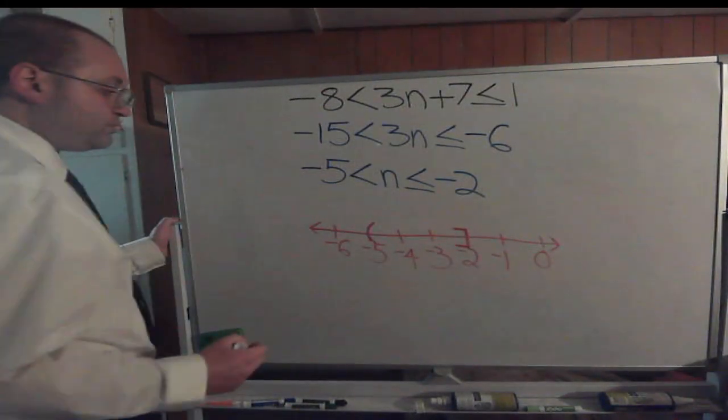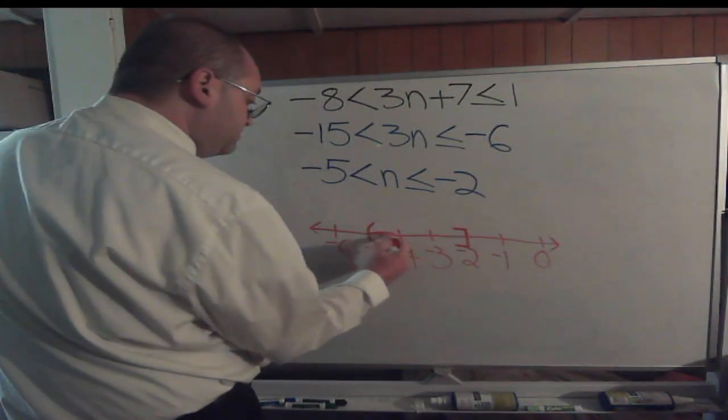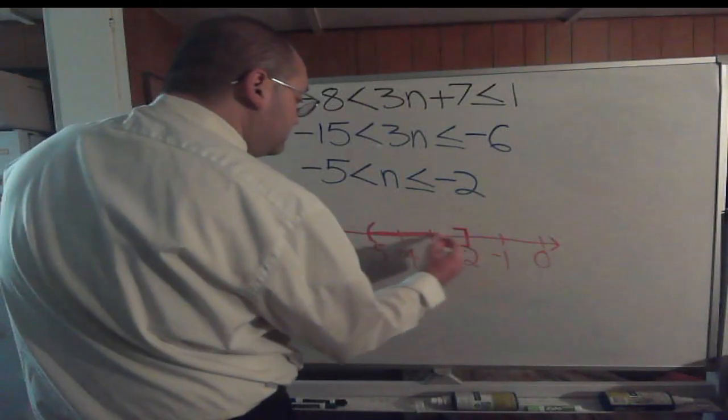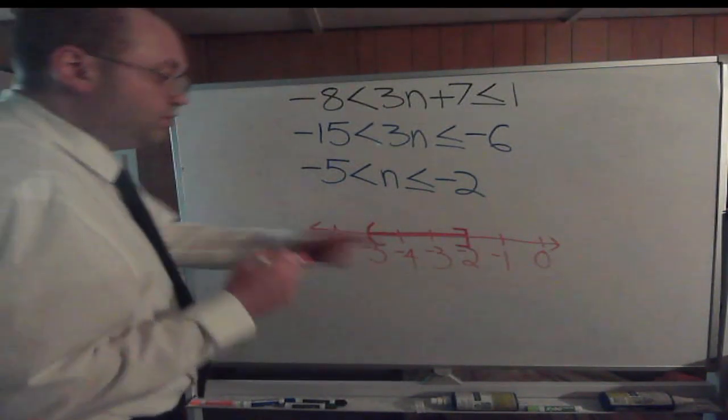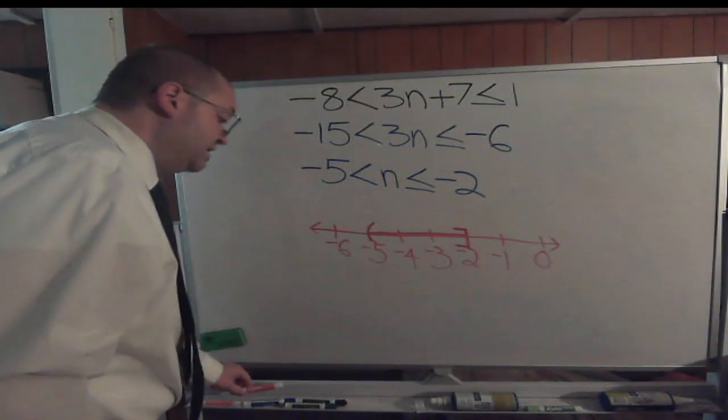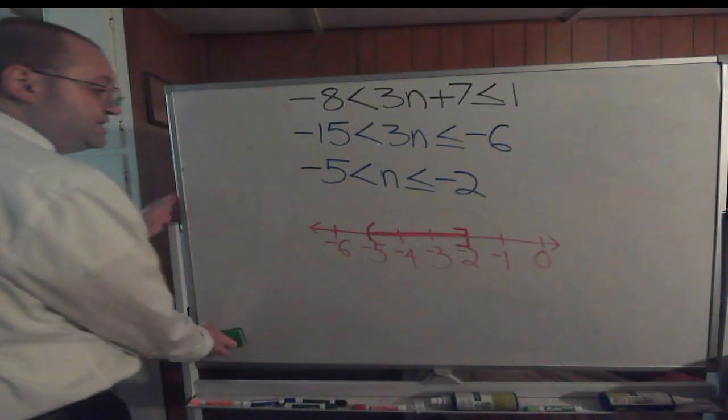So now we're just simply going to shade the region to denote that it's all numbers between negative 5 up to and including negative 2. And that's how you would graph the solution set on a number line.